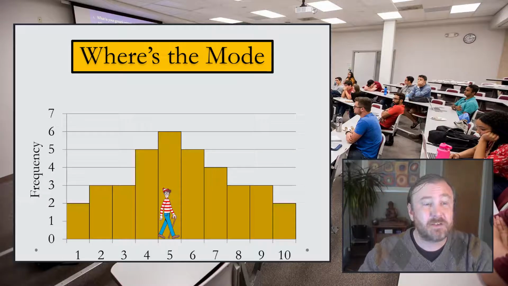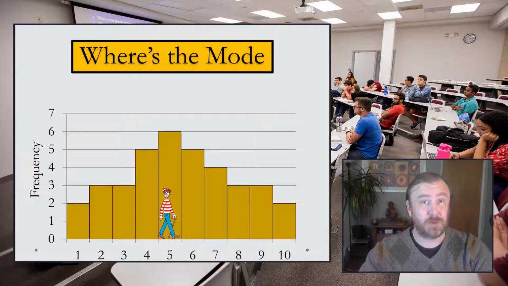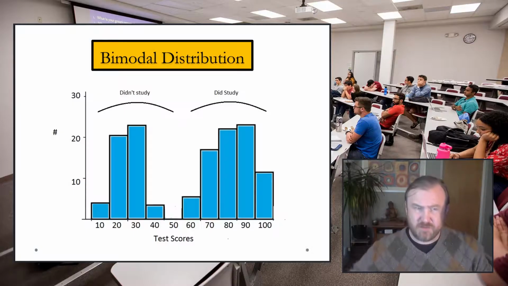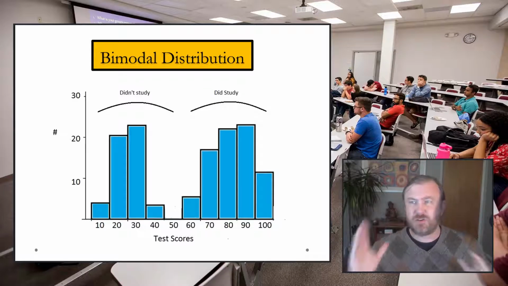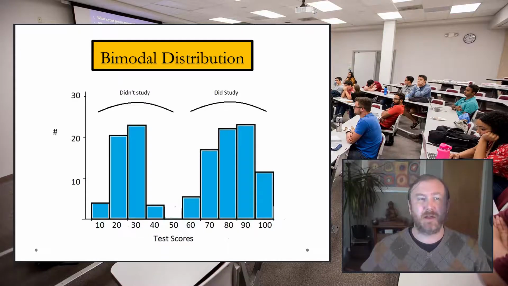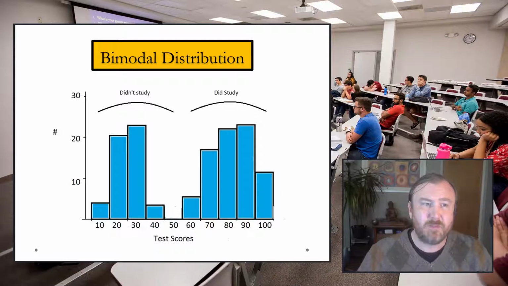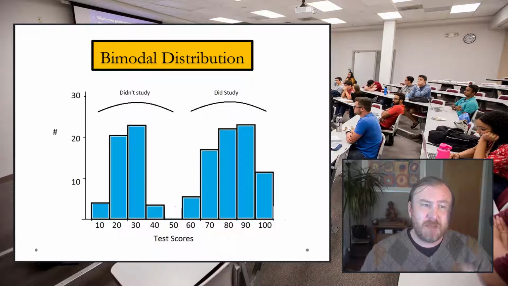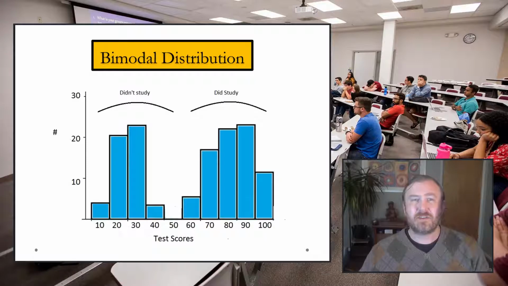Okay. Now, sometimes we can have bimodal distributions, right? Where just the way the data is set up or the nature of the variable, there are 2 values that are equally frequent. So an example of this would be if we looked at test scores among students who did study and who didn't study. So there might be an equal number of people who failed as who got an A on the test. So this is an example of a bimodal distribution.